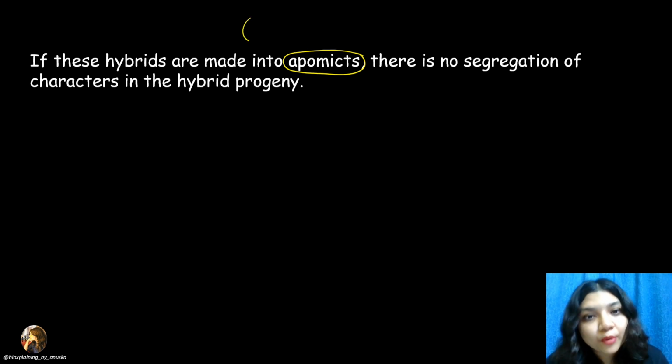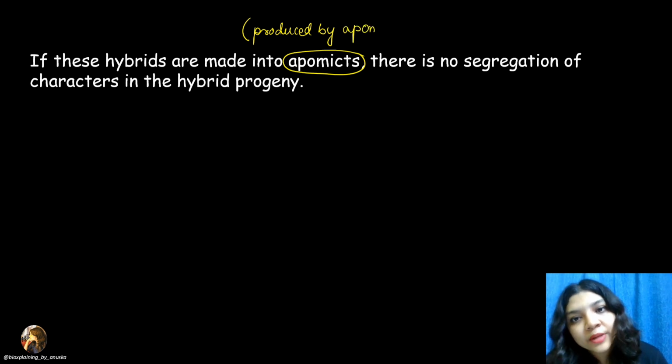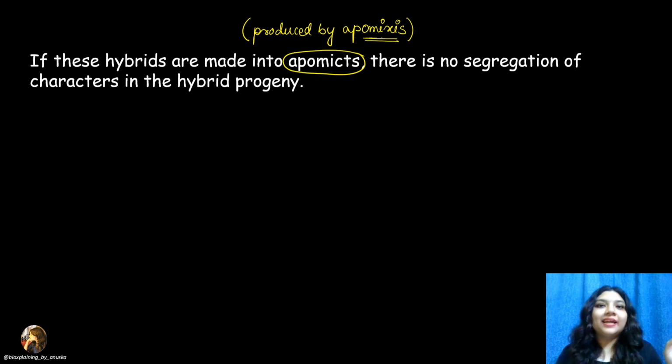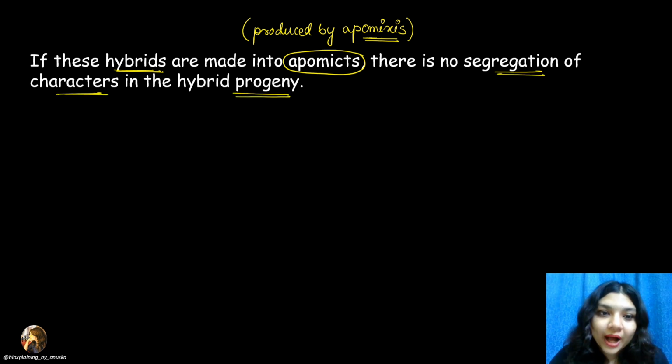What are apomicts? Apomicts are produced by apomixis. In apomixis, what did we see? We saw that there is no concept of meiosis at all. The diploid egg cell is forming the diploid zygote, that is leading to the diploid embryo, that is leading to a diploid individual. If we make all these hybrids apomictic, then there is no chance of depending on sexual reproduction. So there is no chance of segregation of the characters in the progeny. The good hybrid characters you created will keep on getting maintained, right?